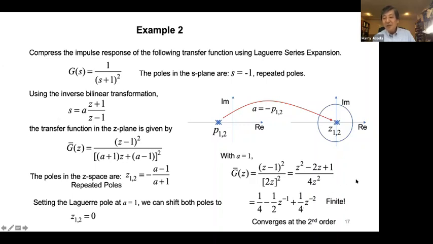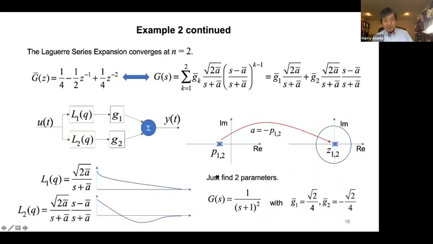Okay, not the infinite, finite. As poles are actually placed at the origin, it's finite. Okay, convergent to second order. So what you need to do is, you've got the G(s) expansion is finite, k equals 1 and 2, only 2 terms. So I just wrote the 2 terms. The first term is this guy, and the second term is this guy.